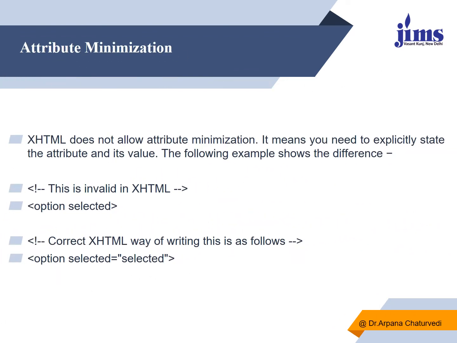Attribute minimization. XHTML doesn't allow at all to minimize the attribute. It means that if you want to use some attribute, it should have a value. Like option selected, no meaning. It is not going to execute. If you are using option selected, there should be a value, that is selected equals to "selected".